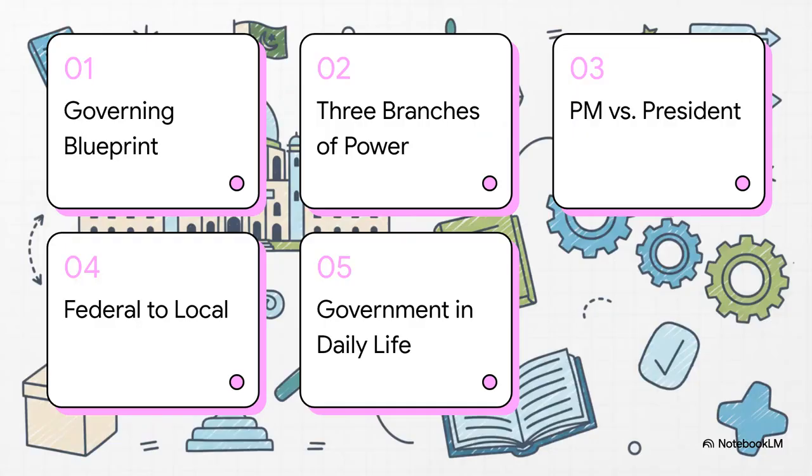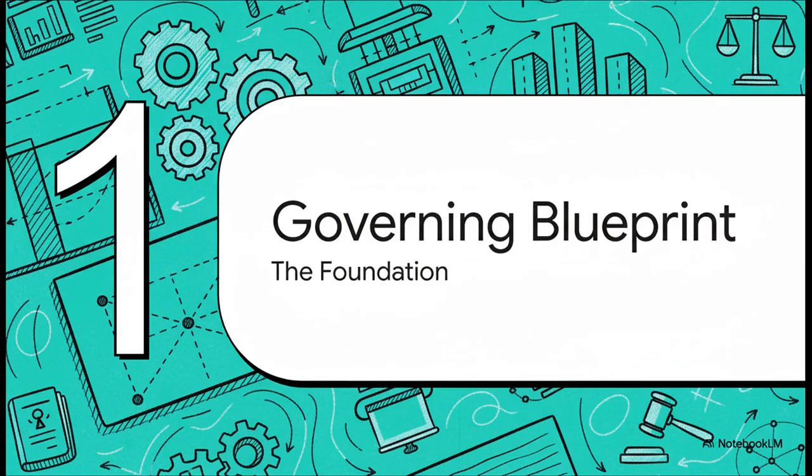So, here's our game plan for breaking this all down. We're going to start with the main governing blueprint, then look at the three big branches of power, settle that classic prime minister versus president question, see how power flows from the federal level down to the local, and finally, connect it all to what it actually means in daily life. All right, let's kick things off with Section 1, the governing blueprint.